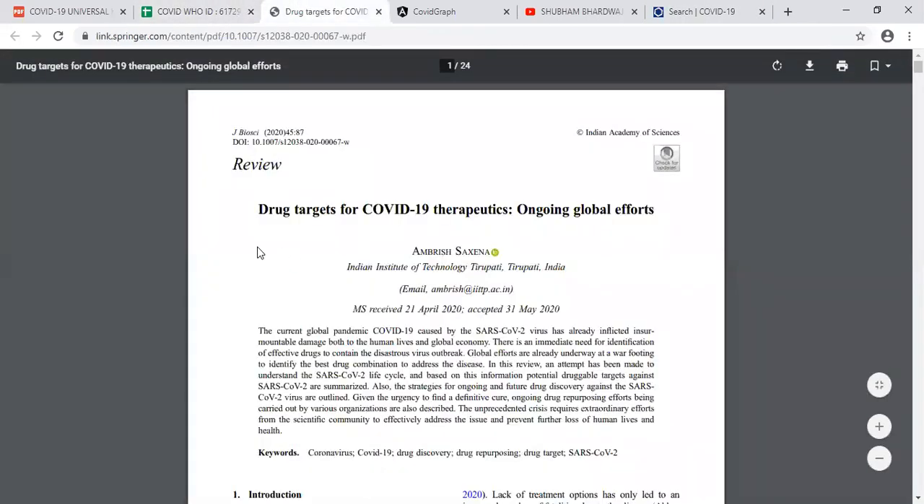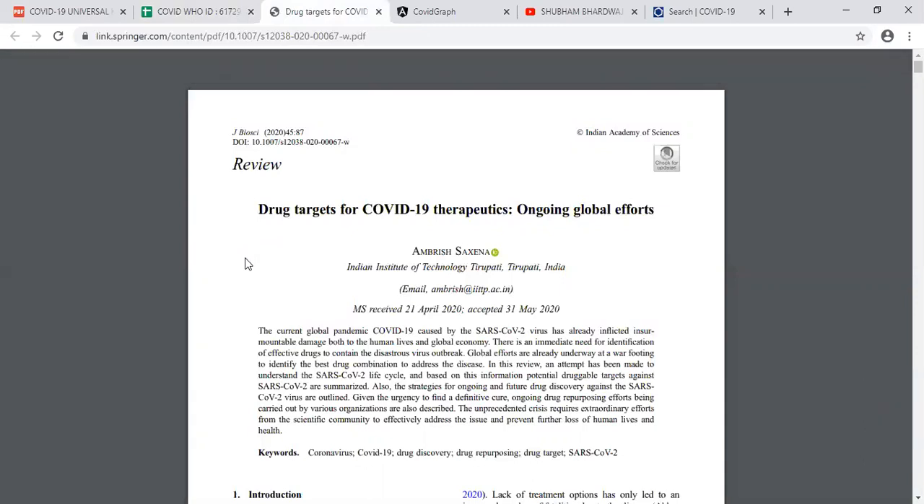So dataset curation involves extraction of entities and relationships between them from a given research paper. And the idea is to extract as many entities and as many relationships between those entities as possible from a given research paper, and to store them as part of a consolidated framework, which is our knowledge graph. Now, let us do that exercise. Let me demonstrate how I've done this for this research paper. This research paper is titled Drug Targets for COVID-19 Therapeutics, Ongoing Global Efforts.